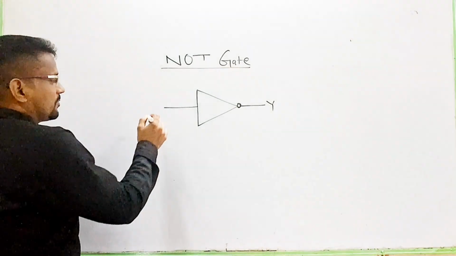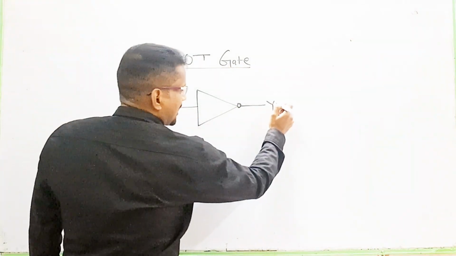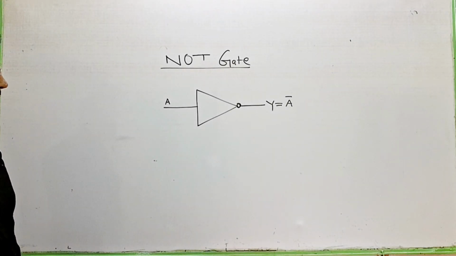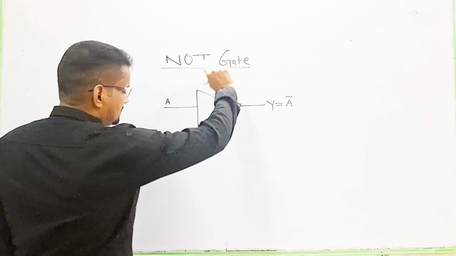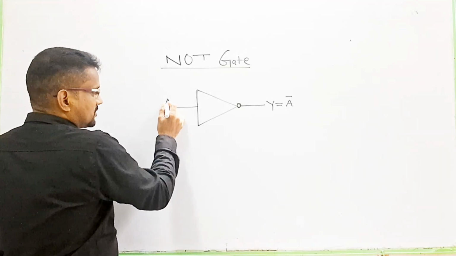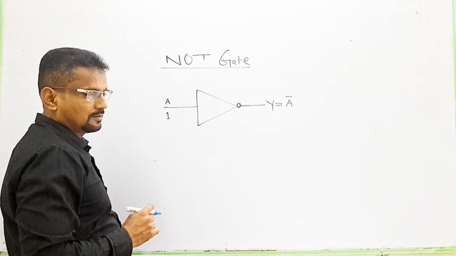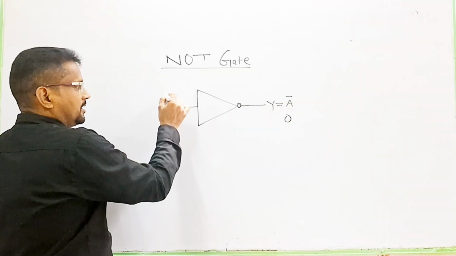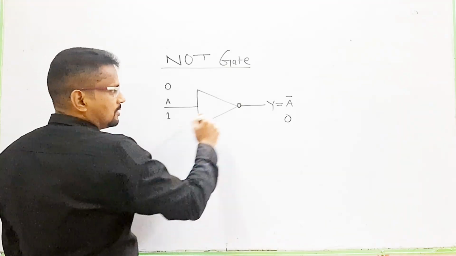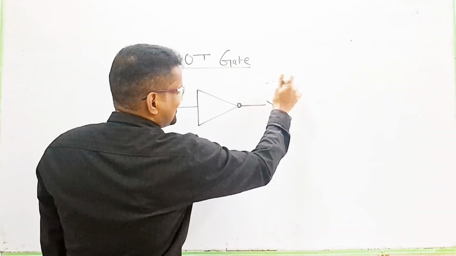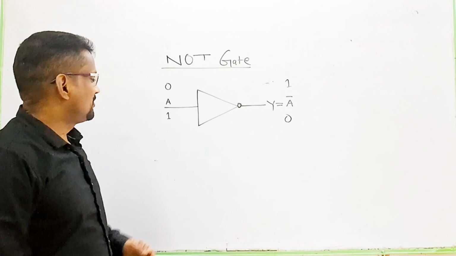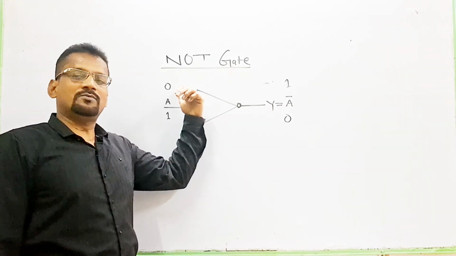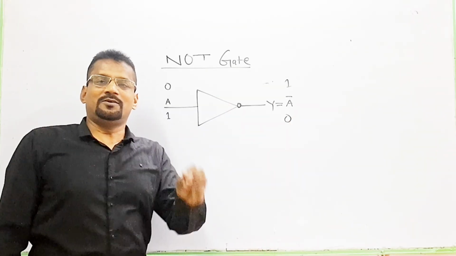And how does it work? Suppose input is A, then output is Y equals A complement or A bar. It is like this. If input A is 1, high, then in this case A bar will be 0. When A takes the value 0, low, then output is 1. You can say when the switch is on, the bulb will not glow. When the switch is off, the bulb will glow.